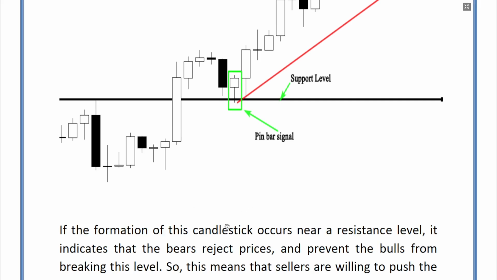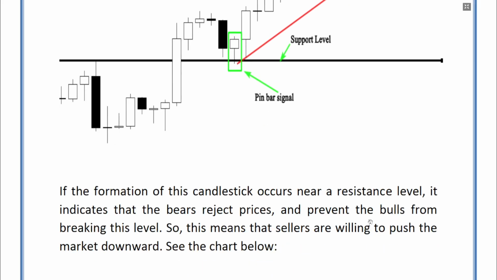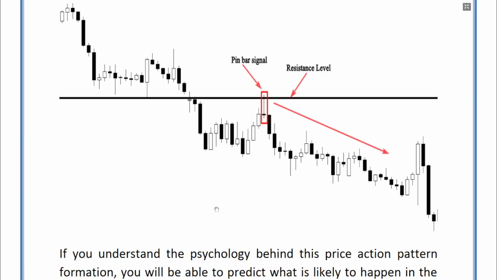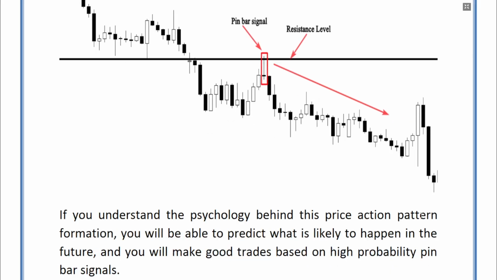It indicates that the bears reject prices and prevent the bulls from breaking this level. So that is why it is called resistance. This means that sellers are willing to push the market downward. Let us see an example of this. As you can see here, you have a resistance level. When it reached that point, the bears rejected and they started pushing the prices downwards.